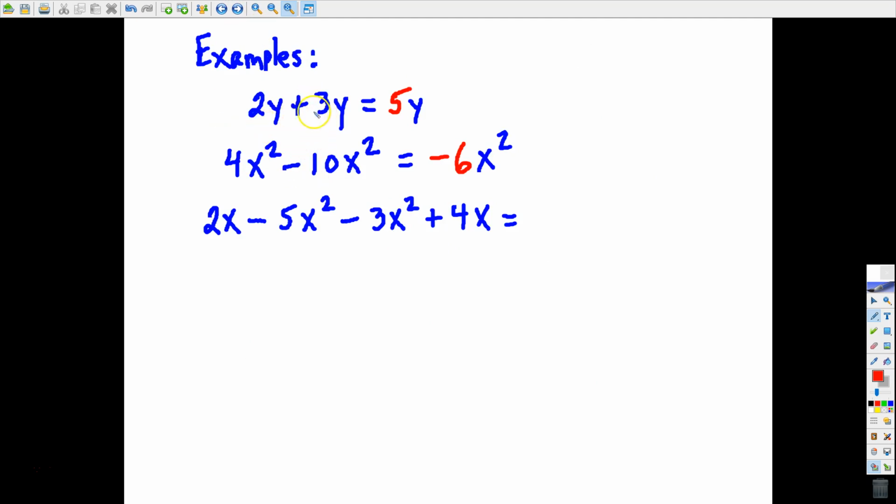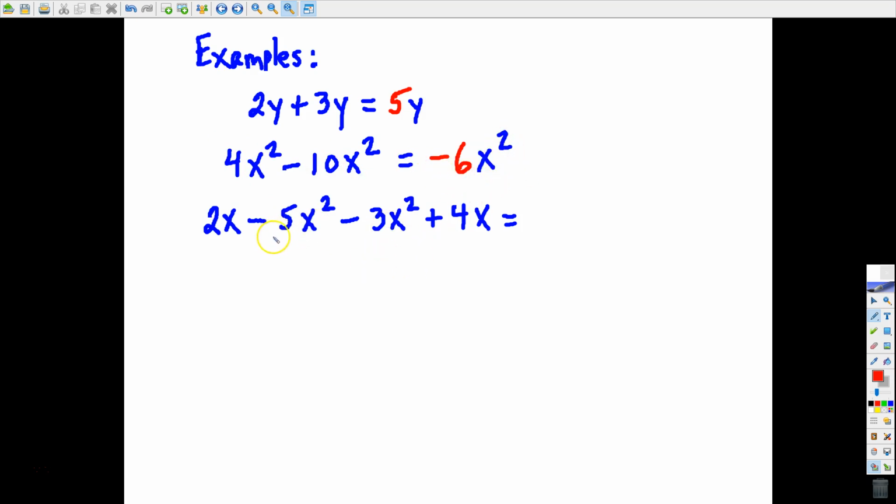Here I have a pair of like terms, 2y and 3y, so I can add those together and make 5y. 2 plus 3 is 5. Another pair of like terms, 4x squared minus 10x squared. So I just operate using the coefficients. 4 minus 10 is -6x squared.